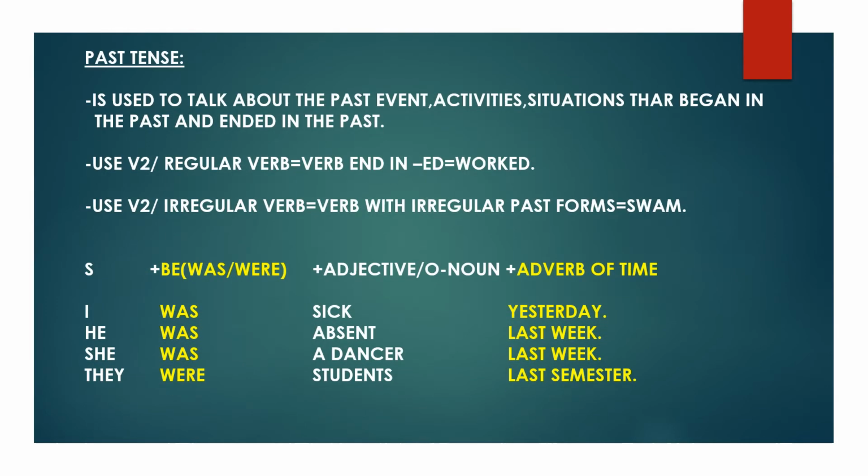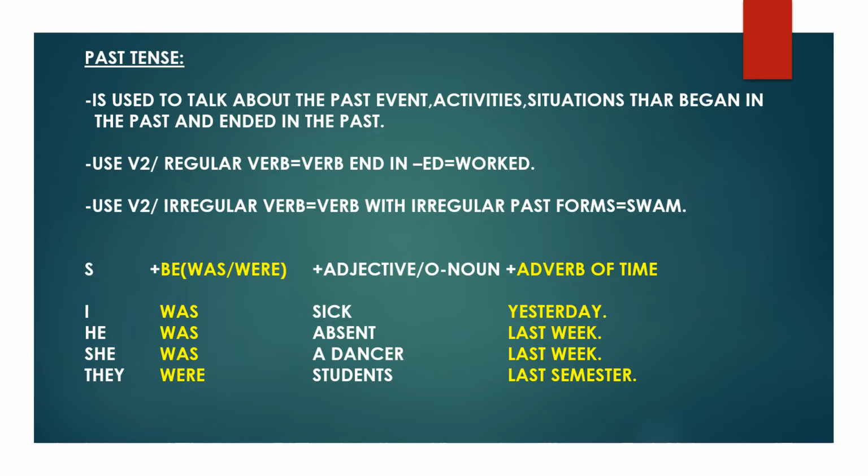About the past tense: it is used to talk about past events, activities, and situations that began in the past and ended and were completed in the past. So it was a completed action, a past action. We don't do it anymore now. Also, past tense uses regular verbs that end in -ed, for example, work plus -ed, and also irregular verbs with an irregular past form, for example, swim, swam.